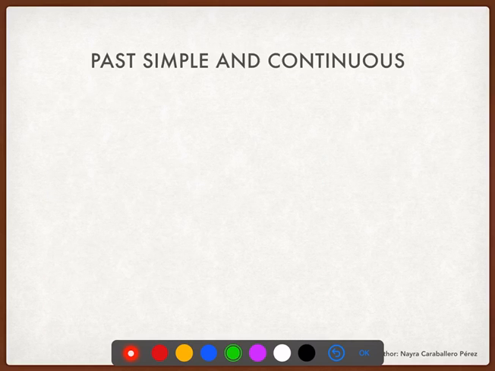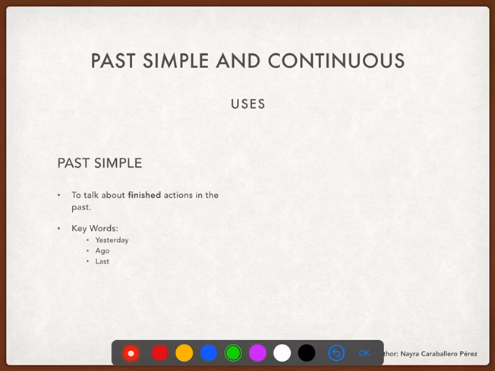And then remember in Unit 1, we have seen past simple and past continuous tenses. First of all, past simple. It is used to talk about finished actions in the past. It means we started this action in the past and we ended the action also in the past. And some keywords that may help you to distinguish between the tenses are yesterday, ago, and last. Okay?